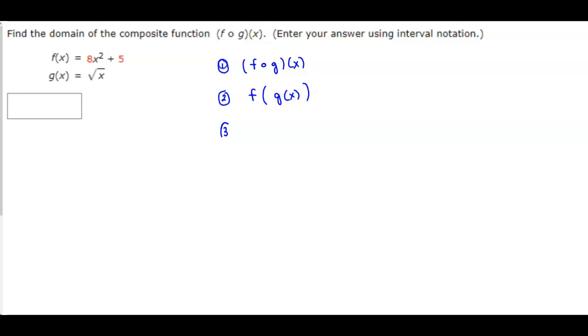And so g of x is going to be the input. So we're going to replace g of x with the square root of x. And now we're going to plug in the square root of x into the function f. So this is 8 times the square root of x, squared, plus 5.